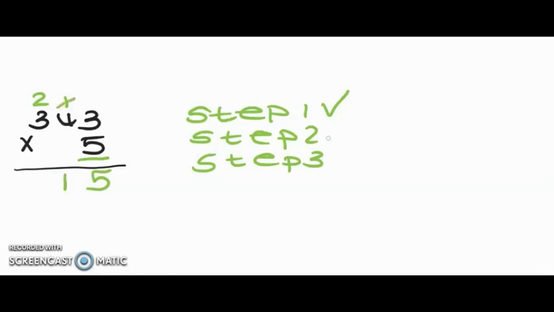What is 3 multiplied by 5? 3 multiplied by 5 will also give us 15. As you can see, I stored a 2 on top of 3. Now we have to add that 2 to the 15, and that will give us 17. As you can see, 343 multiplied by 5 will give us 1,715.